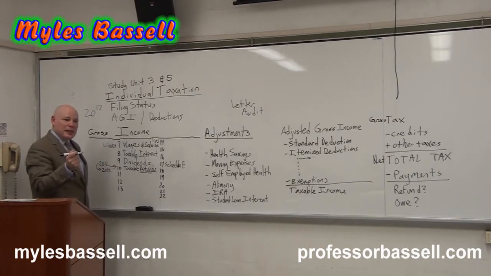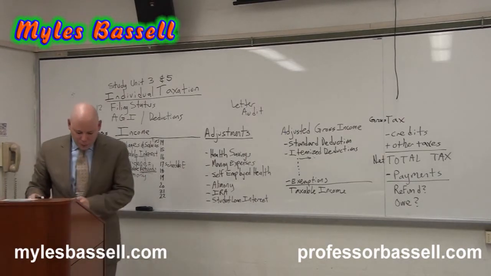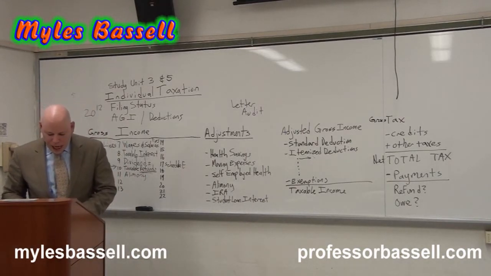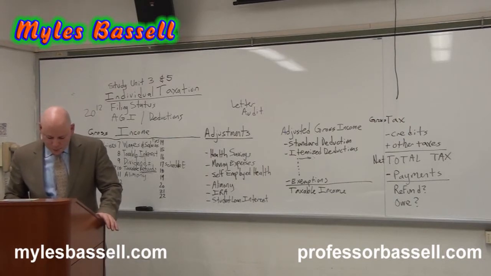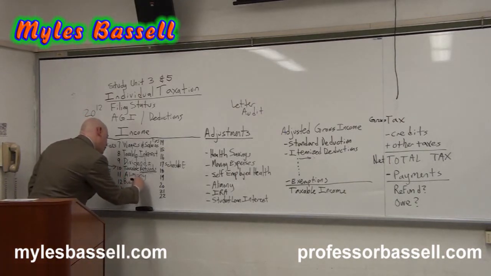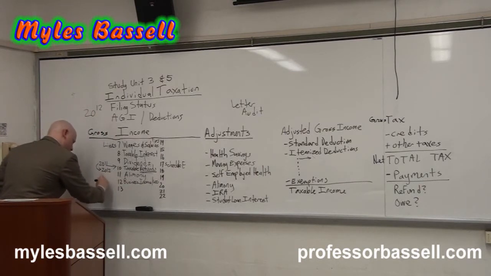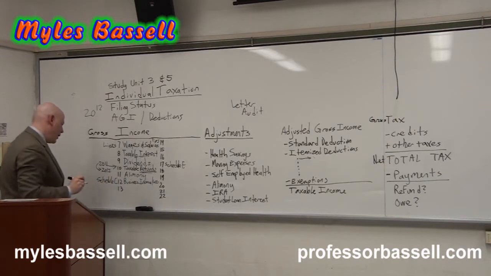Line 11. Line 11 is alimony. So remember, all these items that we're looking at are forms of income. Items that Congress has determined as income. Line 12 is business income or loss. Which this is going to be on Schedule C. All right, so that's line 12.